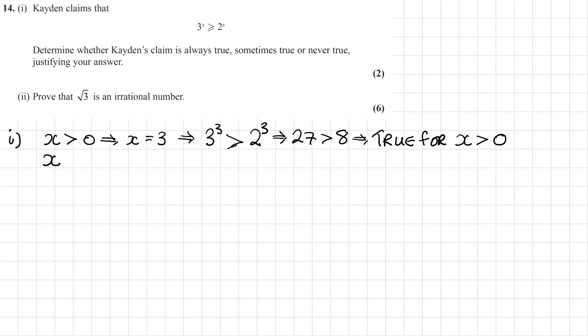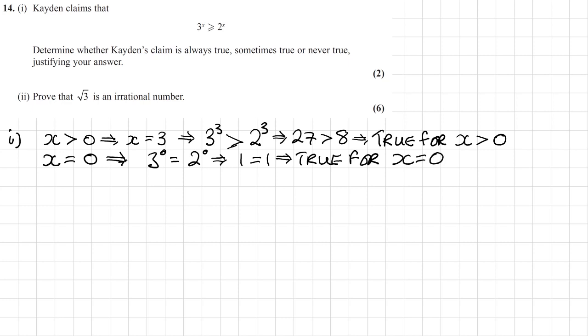Okay, how about when we have x equal to 0? So we'll have 3 to the power 0 and 2 to the power 0. Those are equal because we have 1 is equal to 1. So actually that statement is true for x equals 0. So that gives us the equal to part. So far so good. For 0 or positive powers, it's true.